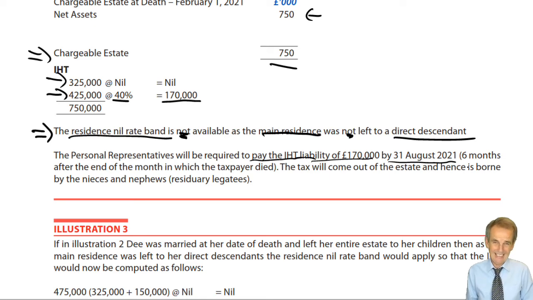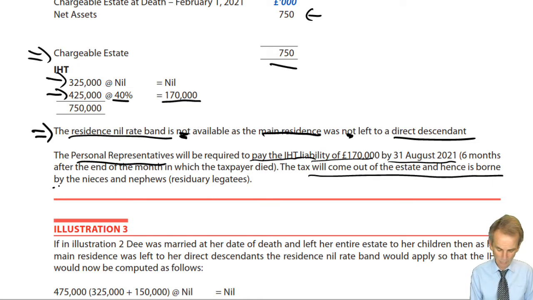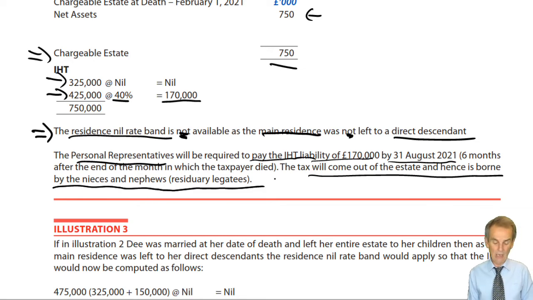Now, we didn't here, of course, specify who had to pay it, but it is the personal representatives. We have not been told to say who suffers the tax, but the tax will come out of the estate and hence is borne by the nieces and nephews. They are the residuary legatees. There are no specific legacies, with a residue to the residuary legatee or legatees. There is just, I leave my estate to these people, in which case they will suffer, on an equal basis, of course, their share of the IHT burden.